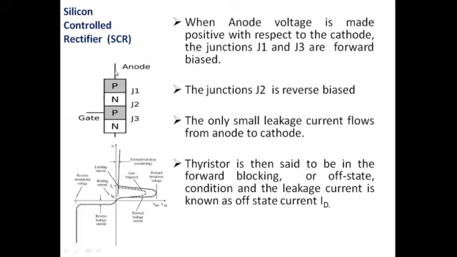The anode is connected to positive voltage, as I have shown in the previous experimental setup, and the cathode is connected to the negative of the power supply, which means we have made the anode more positive than the cathode. Assume that the gate is not connected to anything. It is assumed to be kept open.